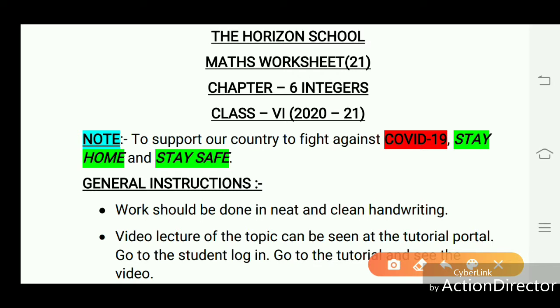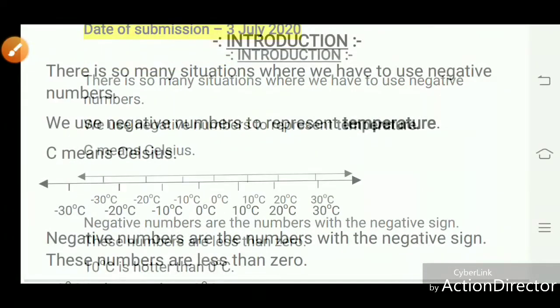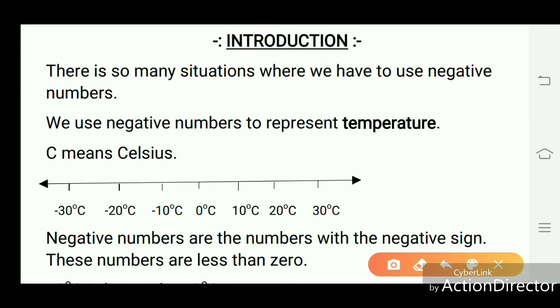This is Maths Worksheet 21, and this is a new chapter, Chapter 6, Integers. First we start with the introduction. There are so many situations where we have to use negative numbers.